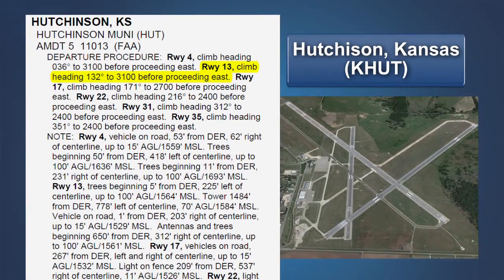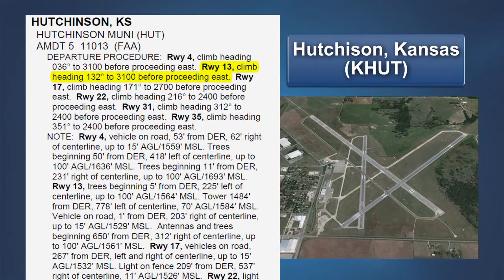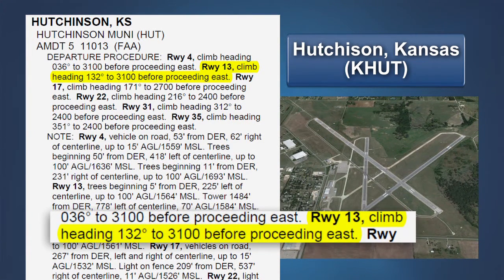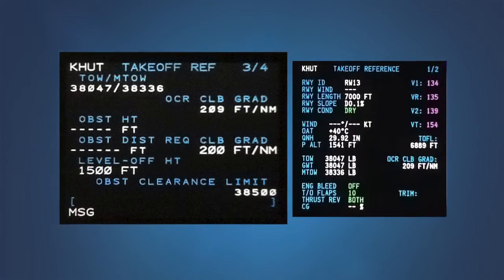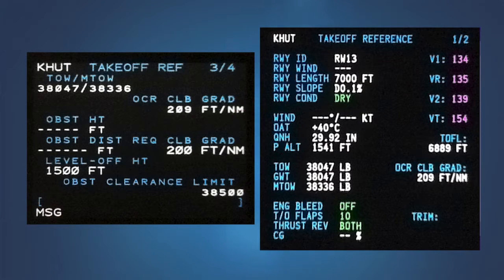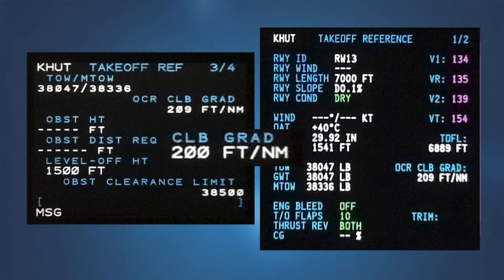Hutchinson, Kansas runway 13 has a very simple obstacle departure procedure. Climb heading 132, which is the runway heading, to 3,100 feet MSL, before proceeding east. Since no climb gradient is published for this runway, the standard 200 foot per nautical mile requirement is assumed. The FMS for this particular aircraft is capable of computing the maximum allowable takeoff weight based on a climb gradient requirement. The climb gradient we use to determine our maximum allowable weight is the 200 feet per nautical mile standard climb gradient for runway 13 at Hutchinson.